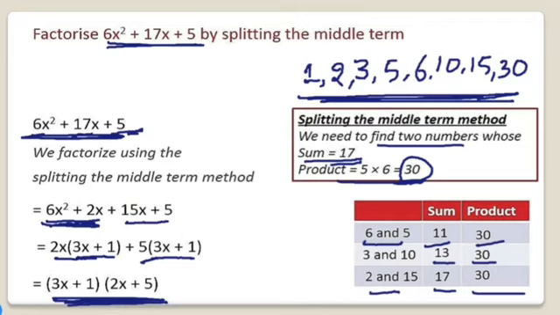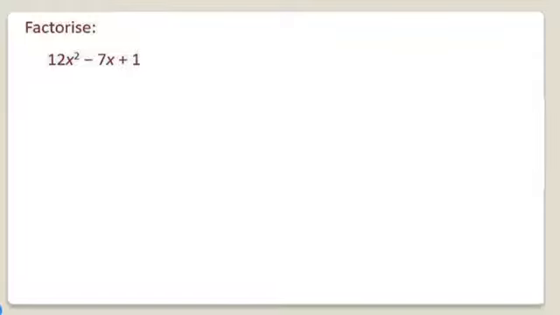Now let us consider another example. You will understand better. Factorize 12x square minus 7x plus 1. I will repeat it once again: 12x square minus 7x plus 1 by using splitting the middle term. First write down the given polynomial here, and observe children, the degree of this polynomial is 2. First write down the given polynomial, 12x square minus 7x plus 1.